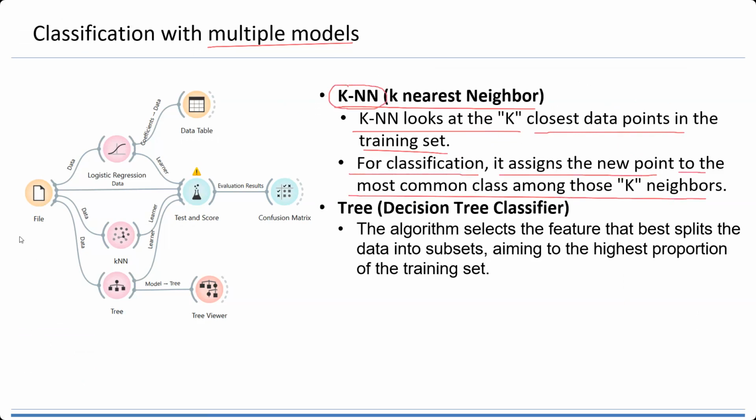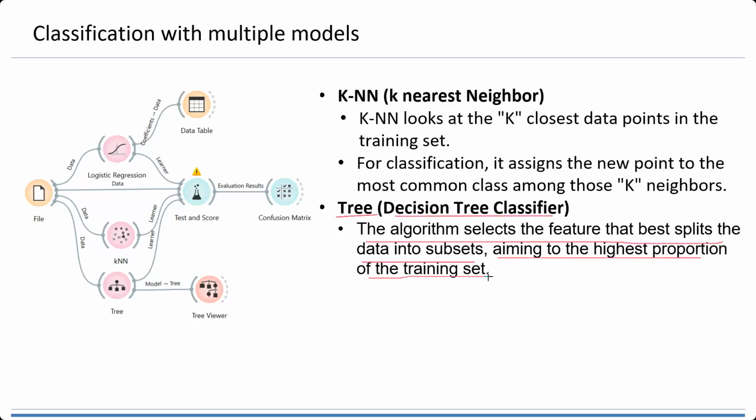And we also learned last time about the decision tree, or sometimes we call it the decision tree classifier. The algorithm selects the feature that best splits the data into subsets, aiming for the highest proportion of the training set. So we can see the example.